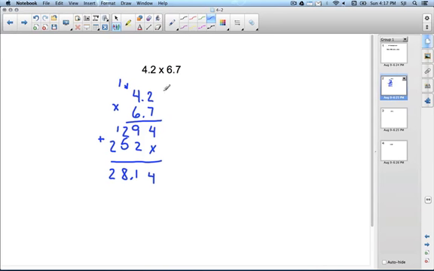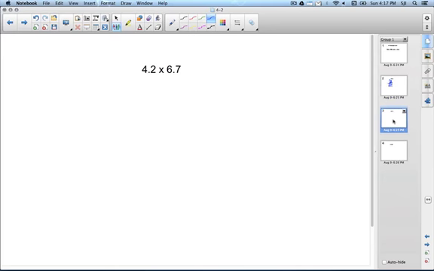So we just lined our numbers up. I multiplied the 7 by each of the numbers, and then I put a little X here so I remember to move over one place, and then I multiply the 6 by each of the numbers, and then I end up adding this set of numbers to this set of numbers to get this down here. Count up the number of decimal places, and that tells me how far over I need to move my decimal point. Let's take a look at another example.